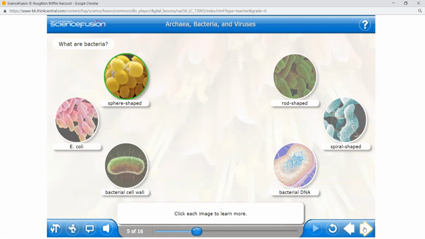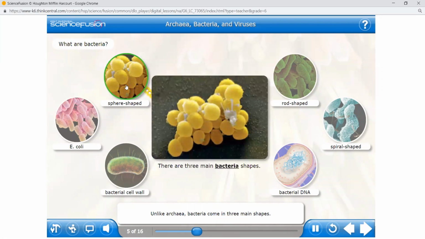Now coming to bacteria, you know that bacteria are usually prokaryotes. When I say prokaryotes, what does that mean? A prokaryote is a single cell, yes. Unlike archaea, bacteria come in three main shapes. This photograph shows sphere-shaped bacteria.